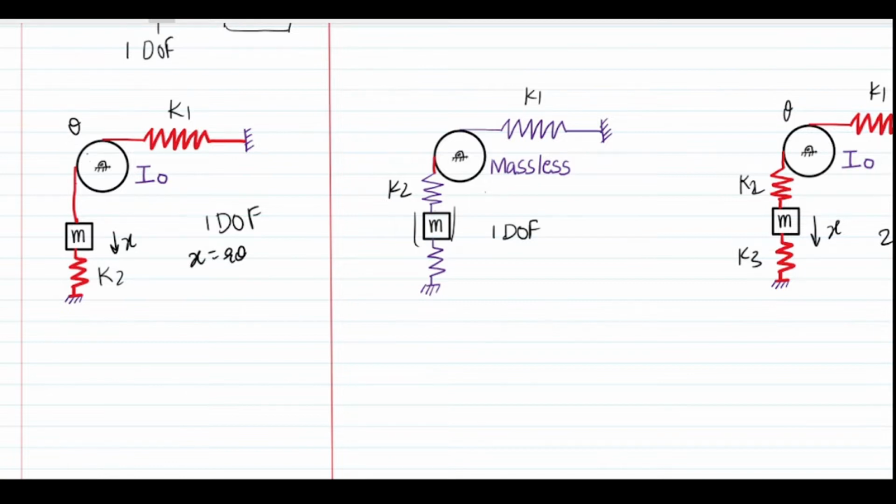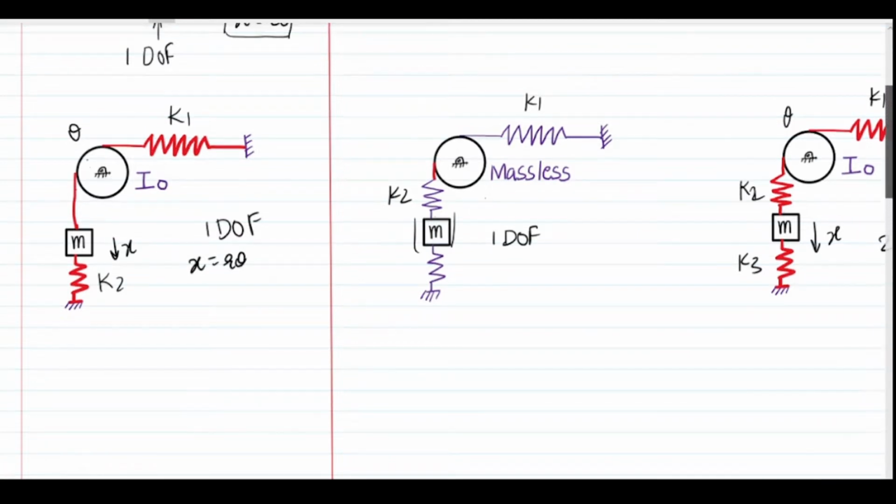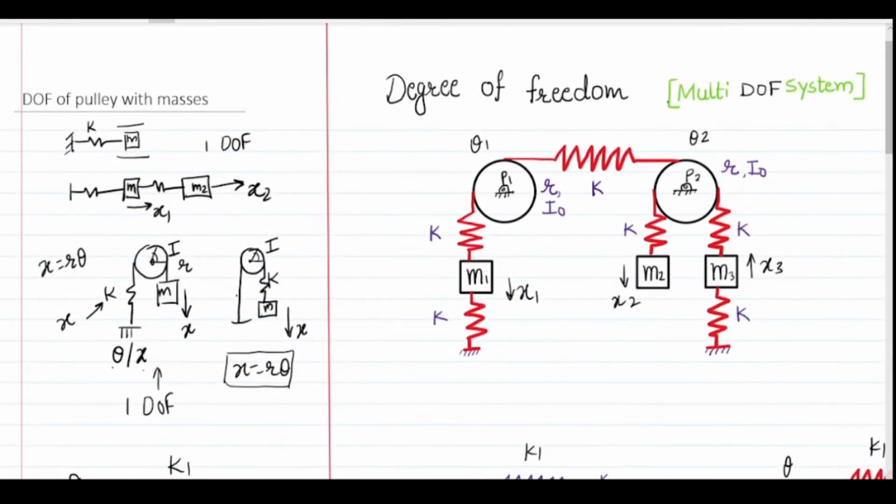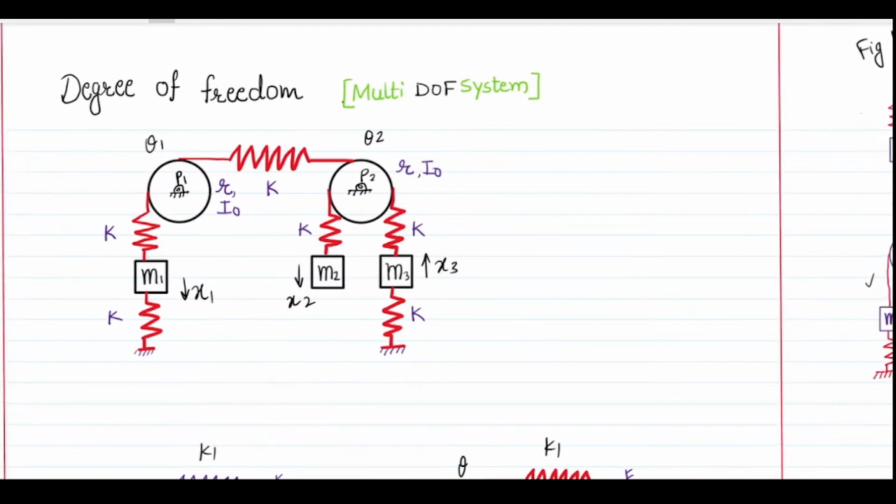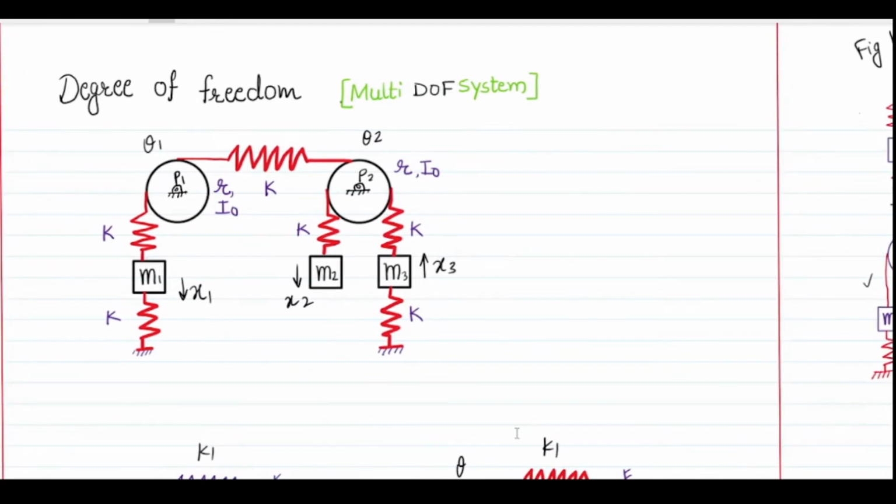Based on this philosophy, now we will be able to define the total degree of freedom of the given problem. Here we have three masses connected with different springs and two pulleys. If I give a displacement x1 here, there is a spring connected, so I will not be able to define theta 1 exactly. That means x1 is one coordinate, and theta 1 is another coordinate that is required to define the motion of pulley P1.